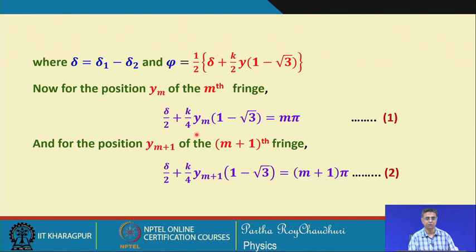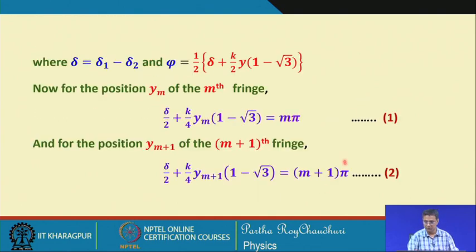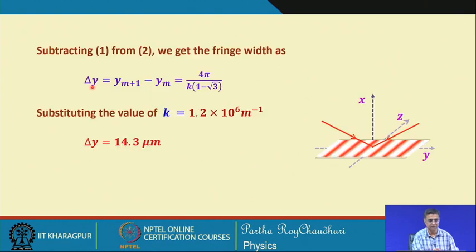Now, if I subtract these two quantities, then I should get the width of each of the fringes, because this is for the mth fringe and this is the m plus 1th fringe, which is very well known and understood. So, subtracting 1 from 2, we will end up with only 1 pi on the right hand side. So, this y m plus 1 minus y m will be equal to the fringe width delta y, and that is equal to 4 pi by this. So, if I substitute the value of k into this equation, then I will get delta y equal to 14.3 micrometer. And the fringes will look like this.